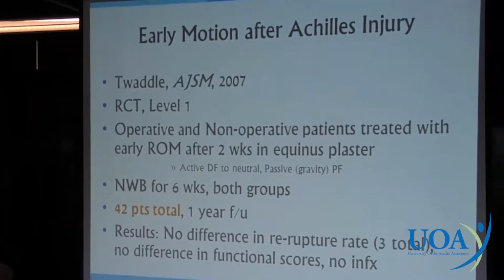Twaddle performed this level 1 randomized controlled trial comparing operative and non-operative treatment options. They started early range of motion, and that was one of the paradigm shifts. After 2 weeks in a splint, they started early, gentle range of motion. Patients were non-weight bearing for 6 weeks. It was a relatively small study, but they had 1 year follow-up, and they showed no difference in the re-rupture rate. In addition, no difference in functional scores. This was a surprise to many in the community.